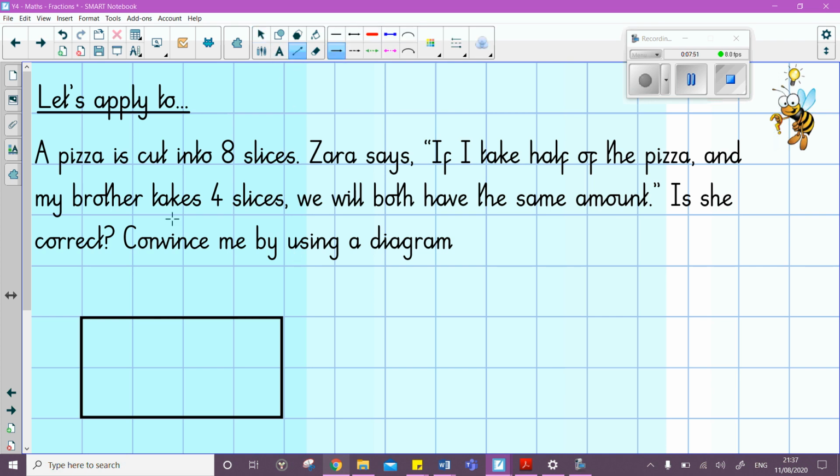So I will start you off. Here's my pizza, and I'm going to cut it into 8 slices. Okay, so here are my 8 slices. Now, Zara says that she's going to take half of the pizza, so you need to identify how many slices is half, and then her brother is going to take 4 slices. So what is the fraction if he takes 4 slices? Will they both have the same amount like she says? See if you can do some jottings to work it out.